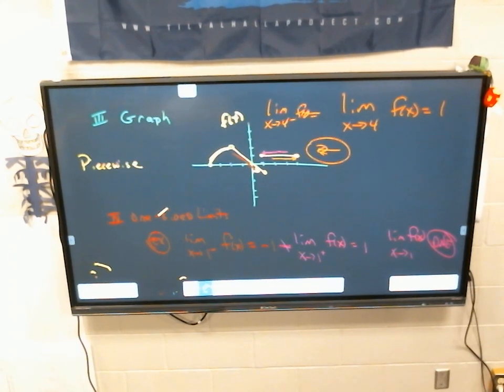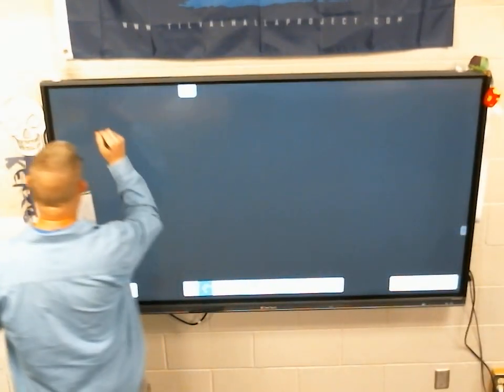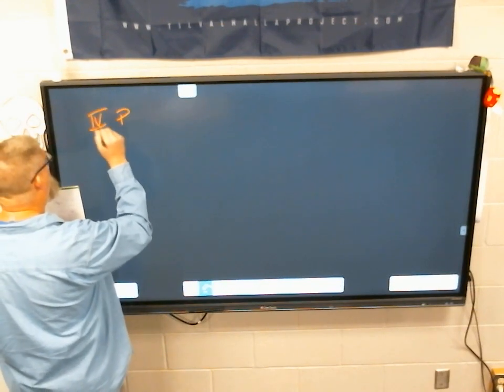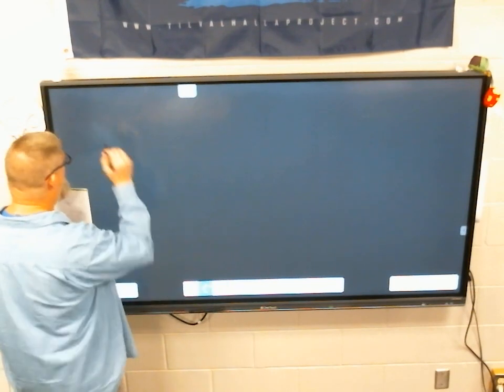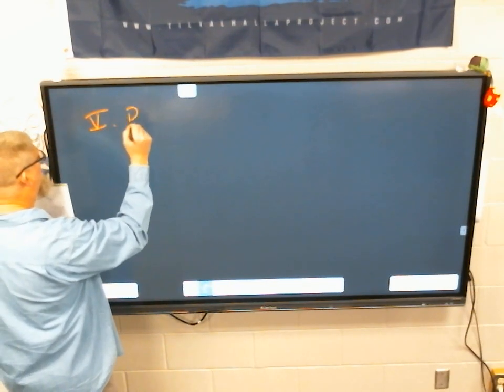Okay, one more. Let's put two things together, piecewise, and what was the very first thing for limits we always do? Step one is direct substitution, just plug it in, okay? Let's put piecewise with direct substitution. Let's try this last example. Number 5. Piecewise.